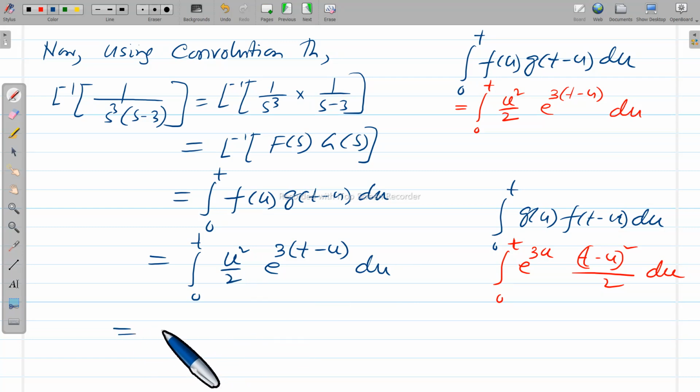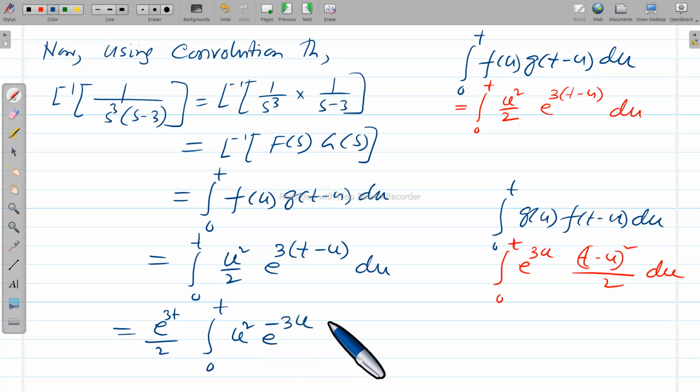So the constant part you take outside: e to the power 3t by 2 you are taking outside, 0 to t, u square e to the power minus 3u into du. Now I think it is clear to everyone. So here I try to explain both formulas, because in my first slide I have already mentioned the two formulas in the convolution theorem, so you may use either one. That's why I have explained both processes here. If we use this one, it will be easy compared to the other calculation, because that will be a little bit lengthy.